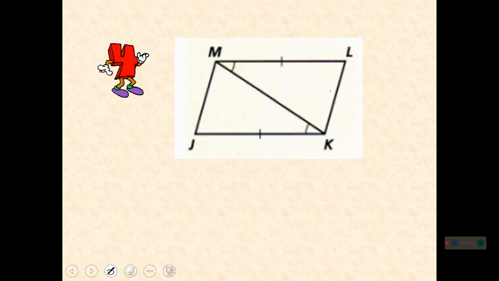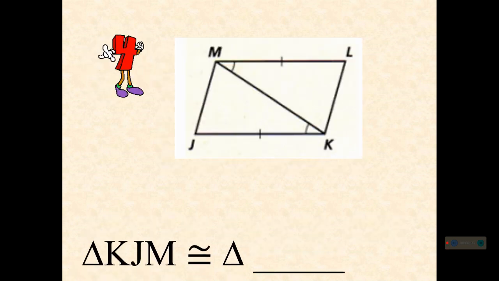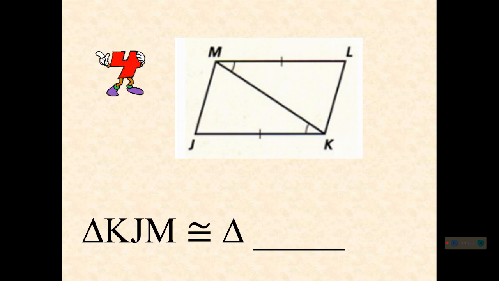Okay, next. Number 4, we have triangle KJM is congruent to what name of the other triangle?